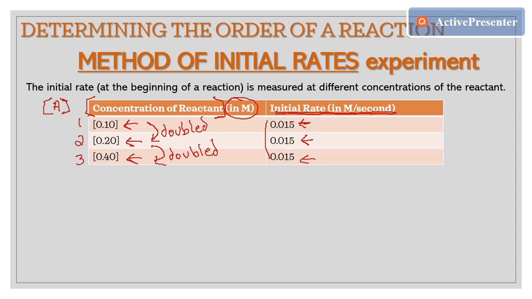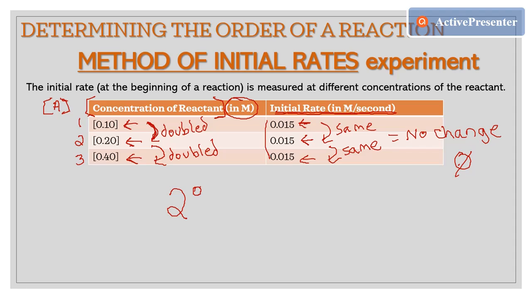But even though we doubled the concentrations each experiment, the initial rates stayed the same. So no change. Another way to put no change is to call that 0. So when you have doubled the concentration, we're going to put a 2 down for doubling the concentration, but then we have no change, 0.